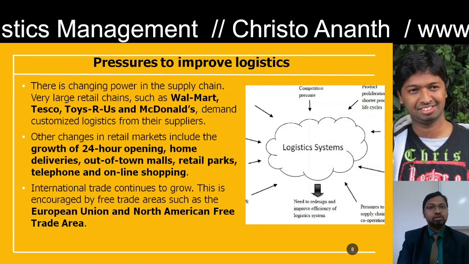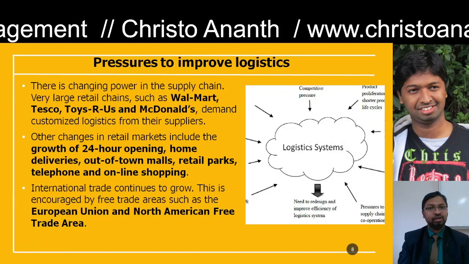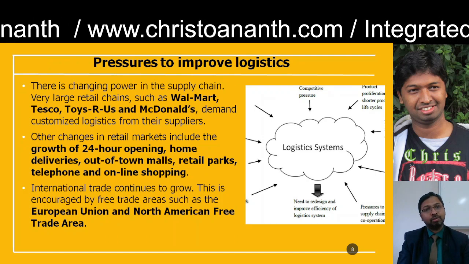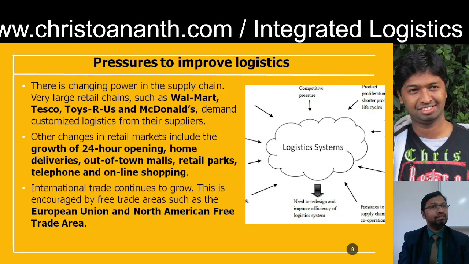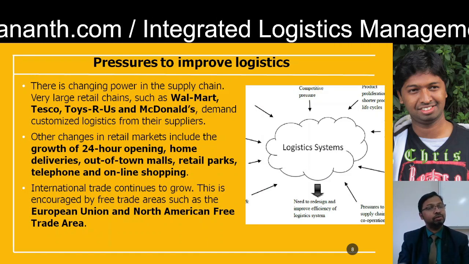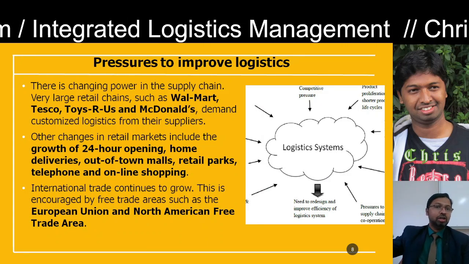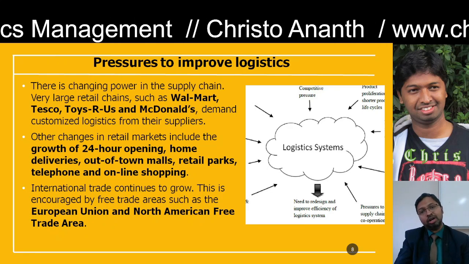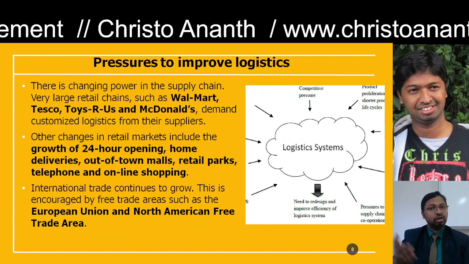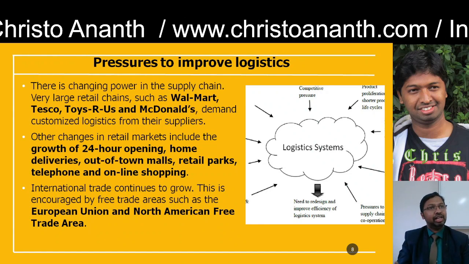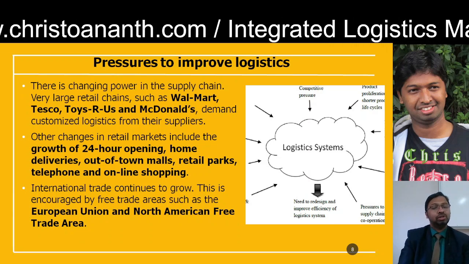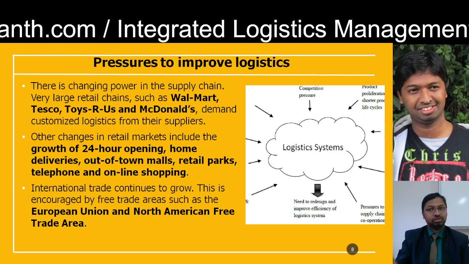There is a changing part in the supply chain too. If you take the case of Walmart, Tesco, Toys R Us or McDonald's, everywhere we have customized logistics, available from the suppliers too. Like 24-hour opening, home deliveries, out of town malls, retail parks, telephone and online shopping. Everything is the trend of today's logistics, and of course the technology.